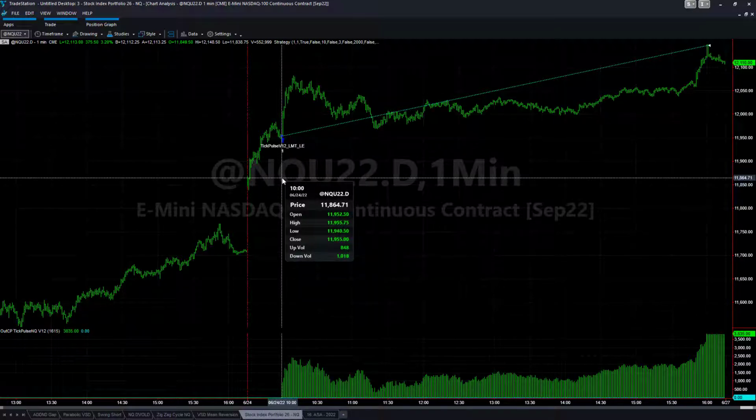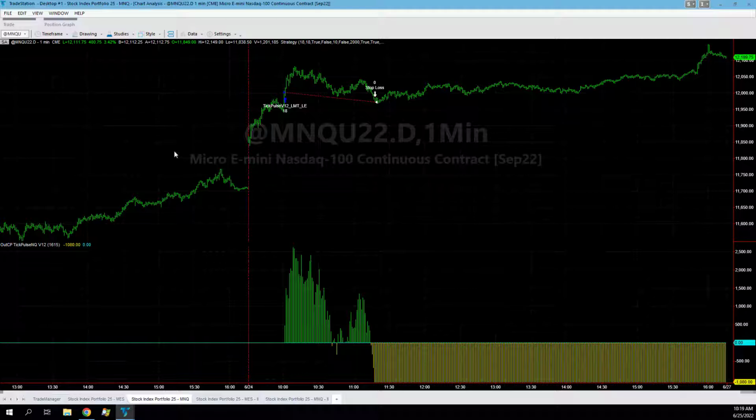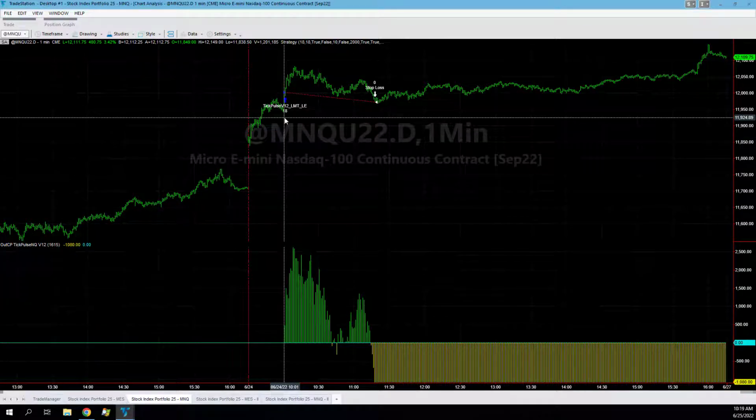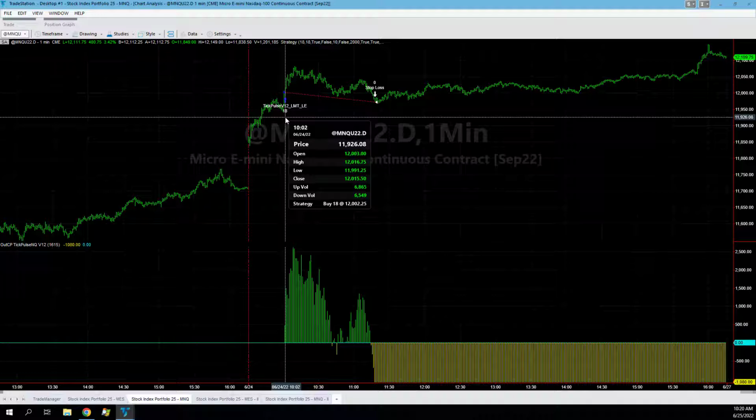10 o'clock, the close 11,955. So let's go back to the micro and take a look. So here is the micro version again. Let's look at 10 o'clock. What happened at 10 o'clock? So the signal would be there, and the close here on the micro is 11,954.50. So if it's going to get in at the close of the 11,954.50 minus 0.5, that would be the signal. And so let's go to the next bar and see what happened at 10:01.